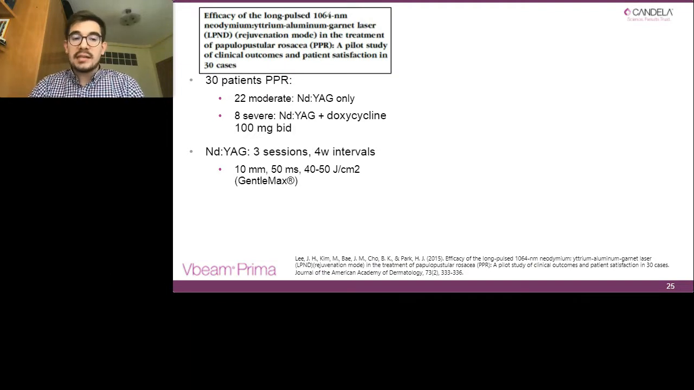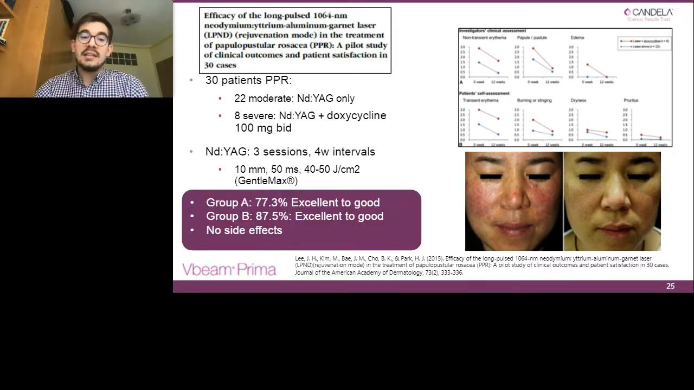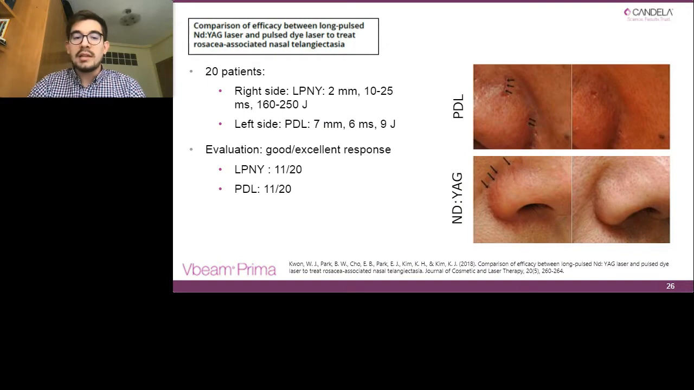More precisely, when you treat patients with papulopustular rosacea, this article includes 30 patients. They separate patients with moderate rosacea, to whom they apply Nd:YAG only, and patients with severe rosacea, where they apply the Nd:YAG combined with doxycycline. They do 3 sessions with gentle max settings, which is 10 millimeters, 50 milliseconds, a very long pulse, and between 40 and 50 joules per square centimeter. And as you see here, the erythema, the papules and pustules, the edema, and most of the questions asked for the patient self-assessment improved with these settings of the Nd:YAG, and both the moderate and the severe patients get an excellent to good response without any side effects, despite the combination with oral tetracyclines.